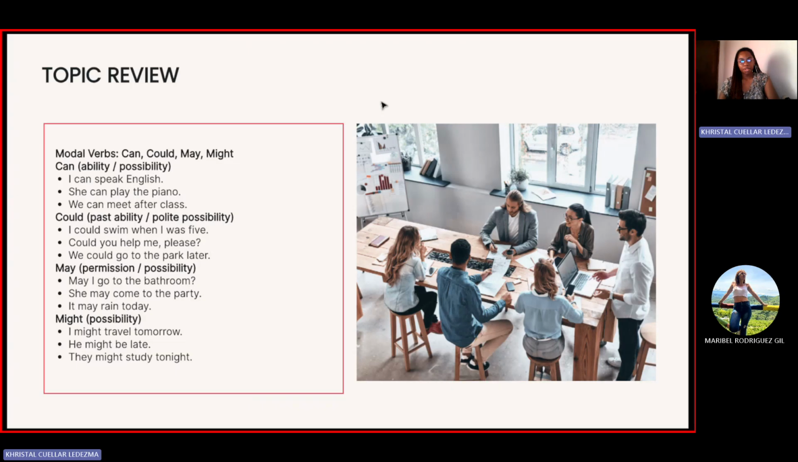May, for permission and possibility. May I go to the bathroom? She may come to the party. It may rain today. Might, possibility. I might travel tomorrow. He might be late. They might study tonight.